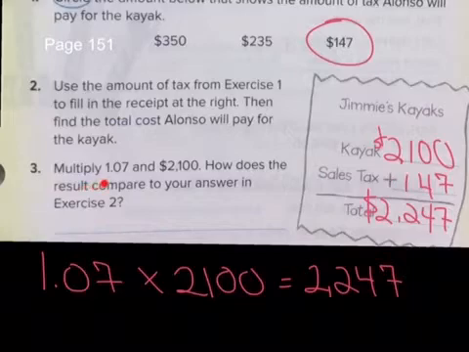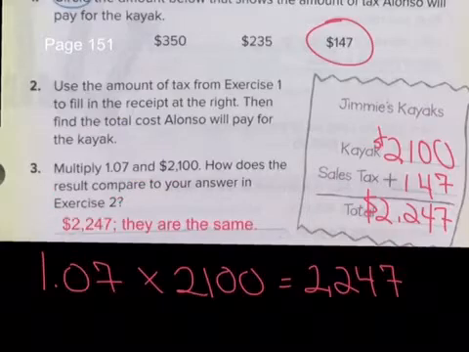So multiply 1.07 times 2,100. How does the result compare to your answer in exercise 2? Well, they're the same. They both give you $2,247, except this one we had to take one extra step and add it in. But if we put in the 1, it includes this amount, so they are the same. Go ahead and write that down. Please include a key answer right there as a star, okay?